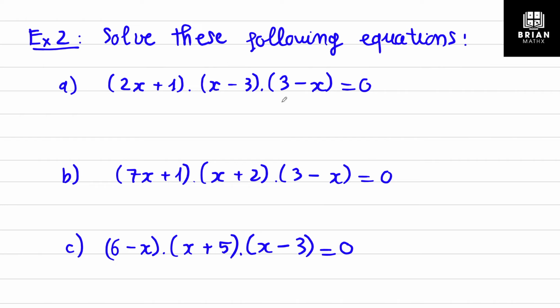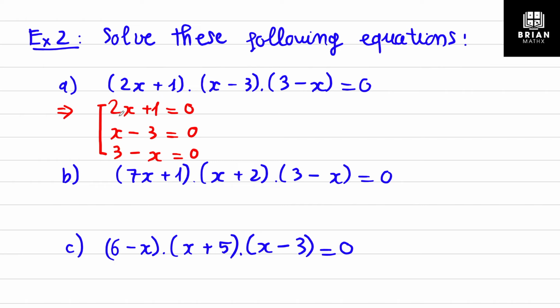Example 2: solve the following equations a, b, c. You can see here we have the factorized equation form. It's not too difficult, but you have to follow my steps. The first one has three brackets multiplied together equal to 0. How can you solve this? You put each bracket, or each term, equal to 0: 2x plus 1 equals 0, the second one x minus 3 equals 0, and the last one 3 minus x equals 0. And you put them into the square bracket.